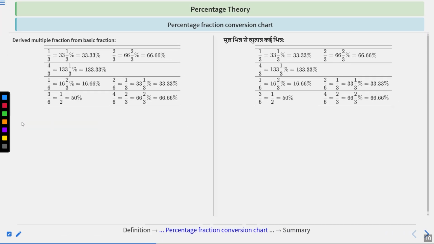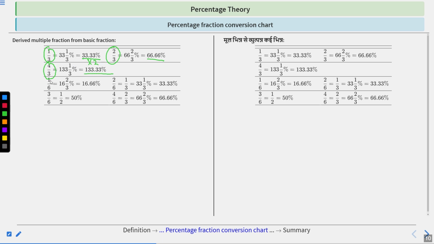Okay. Now we derive some other values from the basic fraction values. If we get the value 1 by 3 as 33.33%, then we can easily calculate 2 by 3, 4 by 3, any value we can easily calculate. We just multiply the value by the number. So when we need to calculate 2 by 3, we just multiply 33.33% by 2 and we get the value 66.66%. In that way, when we get the value 4 by 3, we multiply 33.33% by 4 and we get the value 133.33%.